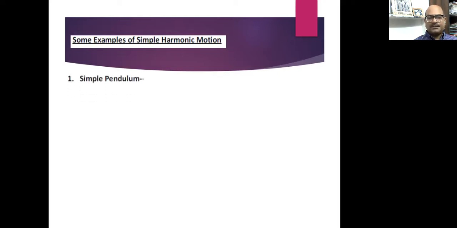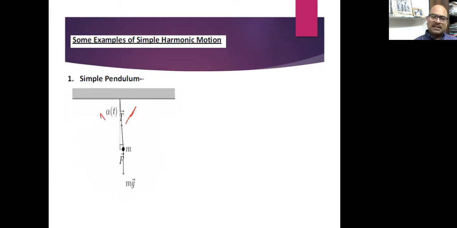So first of all we will take the simple pendulum. All of you know what a simple pendulum is. So this type of object is a simple pendulum. There is a string, this is the string, and it is inextensible, massless, and very thin, and an object of certain mass m is suspended from it. So this object of mass m is there, so its weight is acting downward.